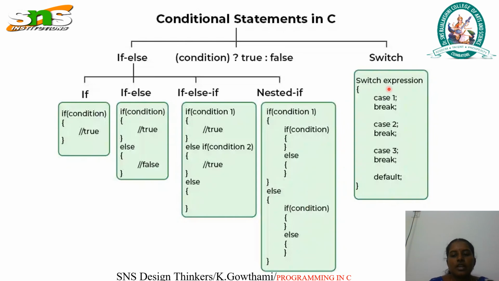Last one is the switch case statement, the multi-way selection. In this type, switch has one expression or condition. Based on the expression, a case will be executed. If the expression value is 1, case 1 will be executed. If the expression value is 2, case 2 will be executed. Every case statement should end with break. If no case matches the expression, the default statement will be executed. This is the switch statement syntax.